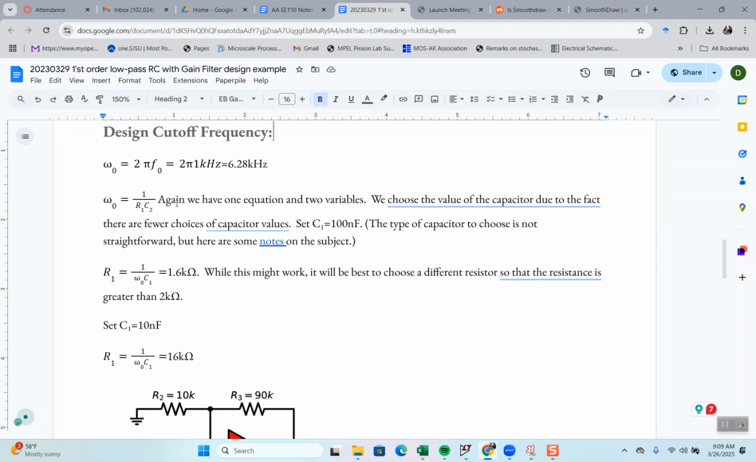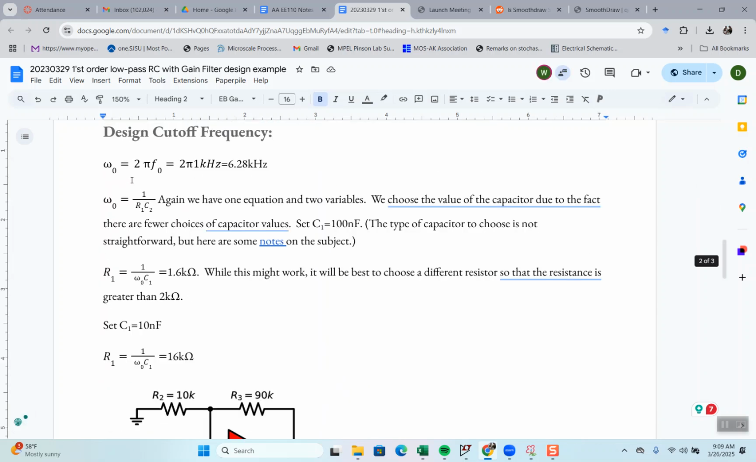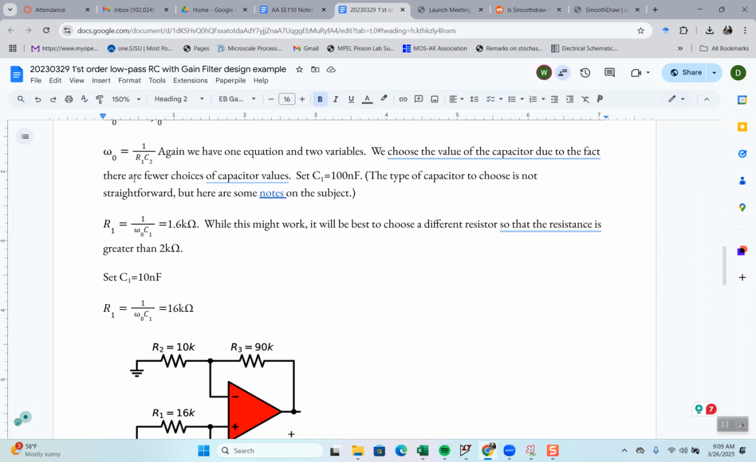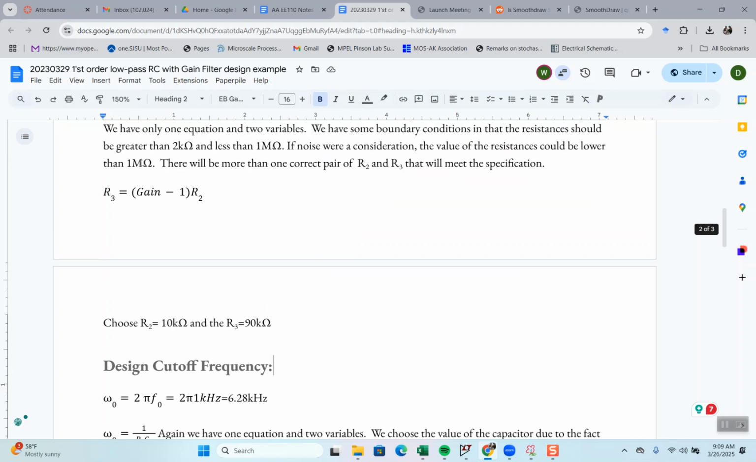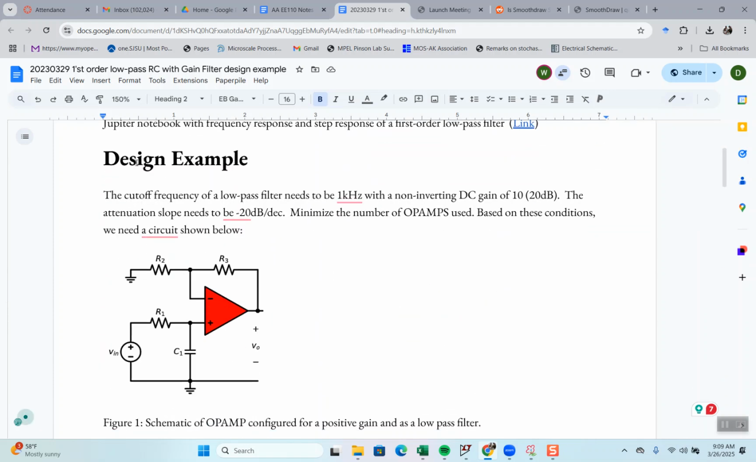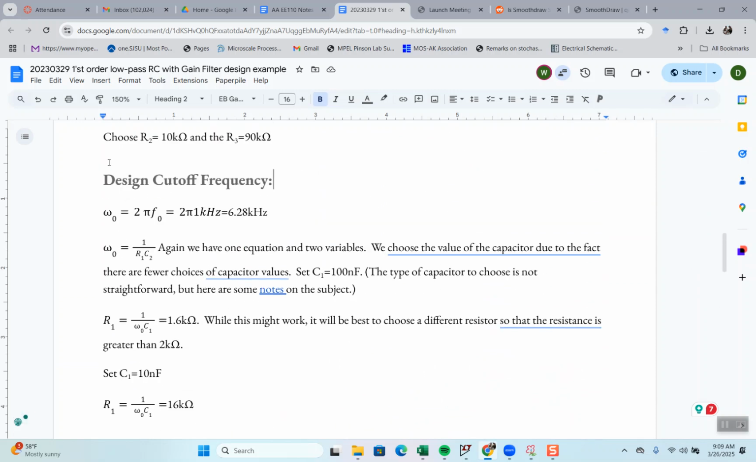Then we have to design the cutoff frequency. Now, in the equation, do I have the transfer function? I guess I don't. Okay. I don't have the transfer function, but the cutoff frequency in radians is 2 pi times whatever is given in hertz.